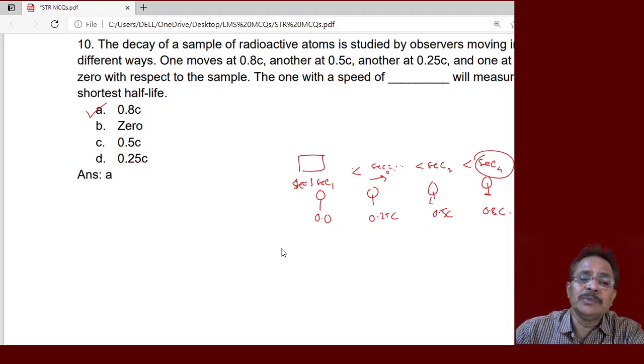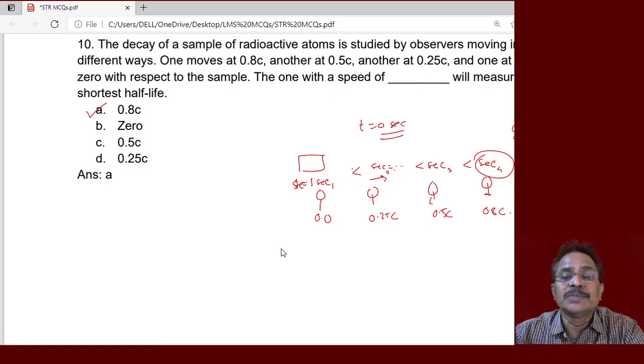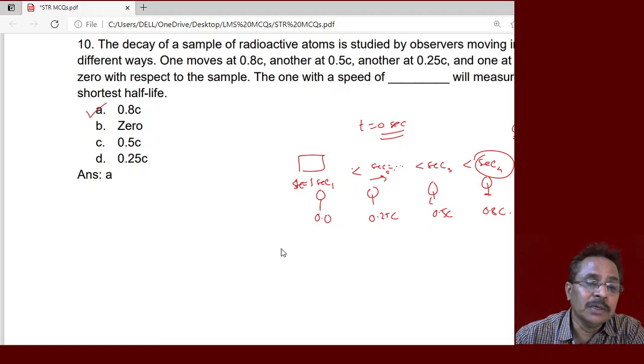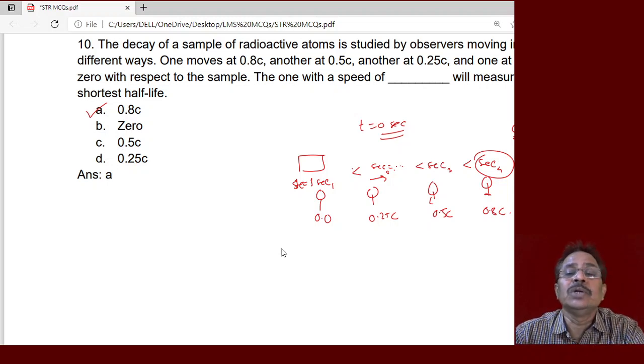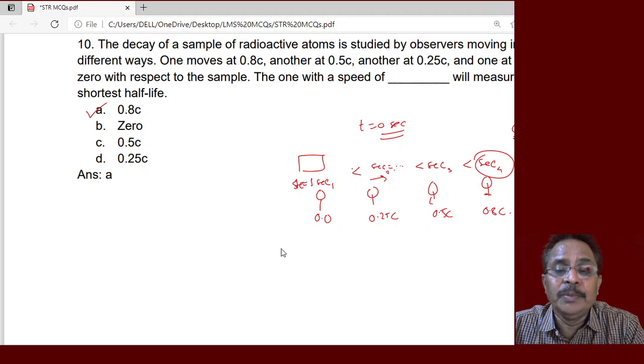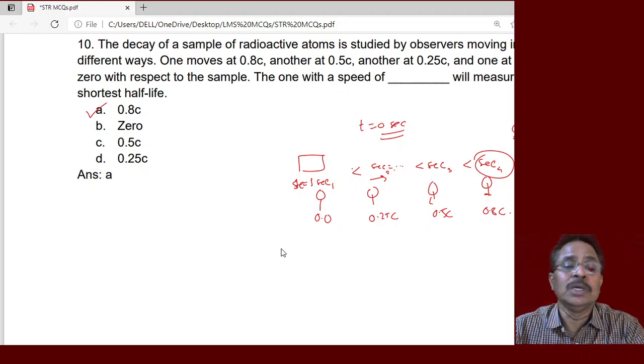And if somehow I can extend this, if this observer is moving with the velocity of light c, in that case this particular half-life will be simply equal to 0 seconds. So this case is seen to be the shortest and becomes 0. That means if you are going with the speed of light away from that radioactive sample, you will measure the half-life of that sample to be simply 0 seconds. So this is a conceptual problem related to time dilation. The clock in motion runs slower, therefore the time period measured by an observer in motion with maximum speed will be shorter, and therefore question number 10's correct answer is this.